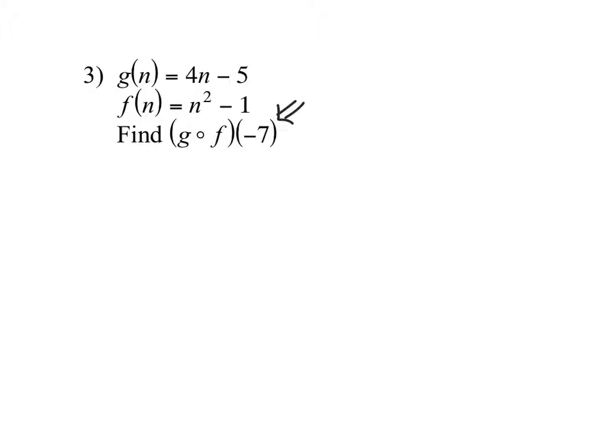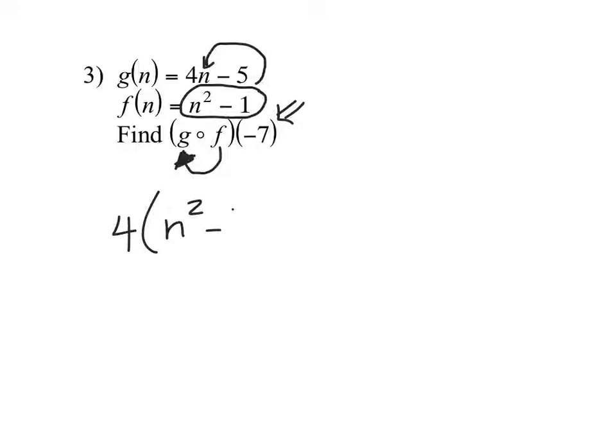Okay? But again, what this will tell you at first, G composition F, that means you're going to take F and you're going to put it into G. So we're going to take this expression, put it in for that N. F into G. So it's going to be 4 times parentheses N squared minus 1, that goes in for N, and minus 5.